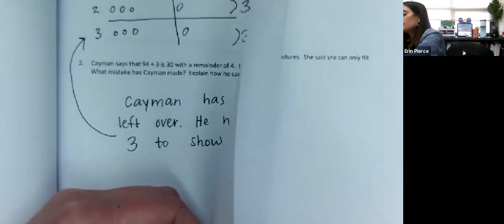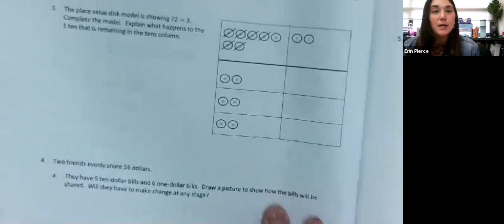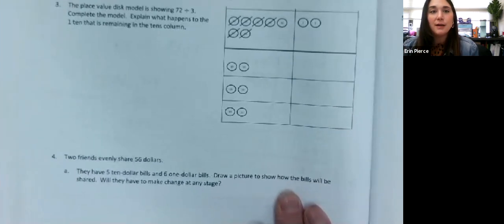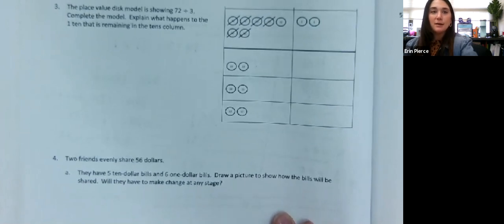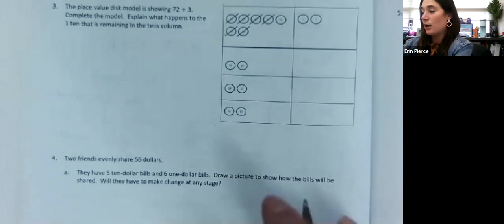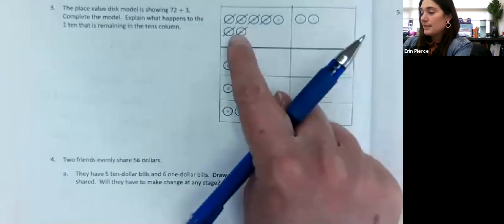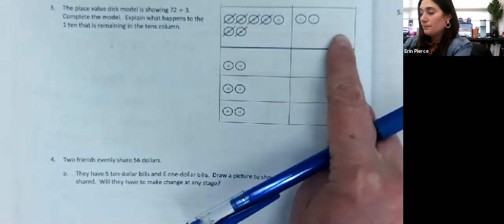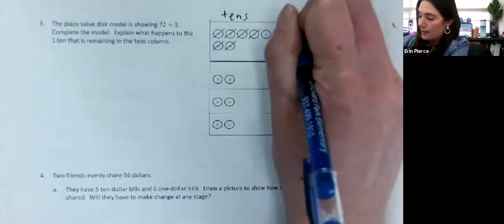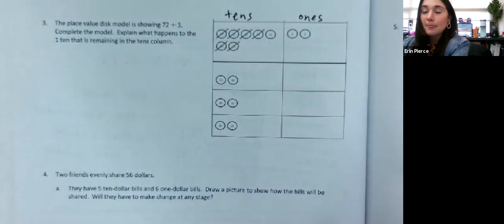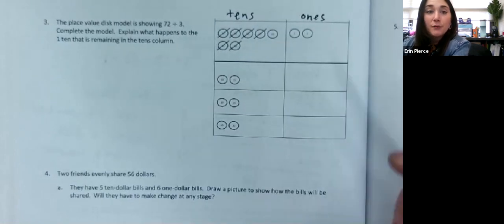Page 3, this place value disk model is showing 72 divided by 3. Complete the model. Explain what happens to the 10 that is remaining in the tens column. So right now they split out the tens. Remember, this is the tens and the ones, if you want to label that. They split out first those 6, and there's 2 in each group, but there's 1 remaining.